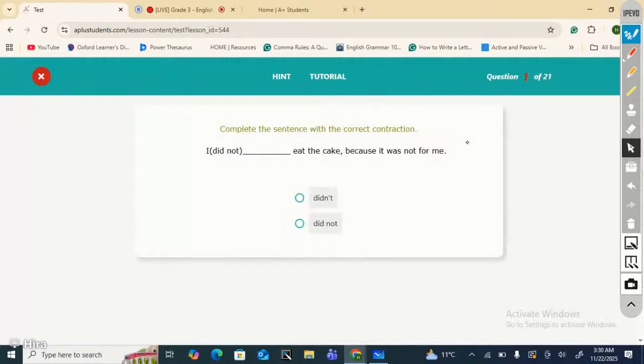I did not eat the cake because it was not for me. Complete the sentence with the correct contraction. The two words, a verb, did, and the word not. What is the contraction of these two words? First option or second option? First option is didn't. Second option is did not. Which one is correct? Obviously, the one with an apostrophe, which shows it is the contracted form. Did not becomes didn't.